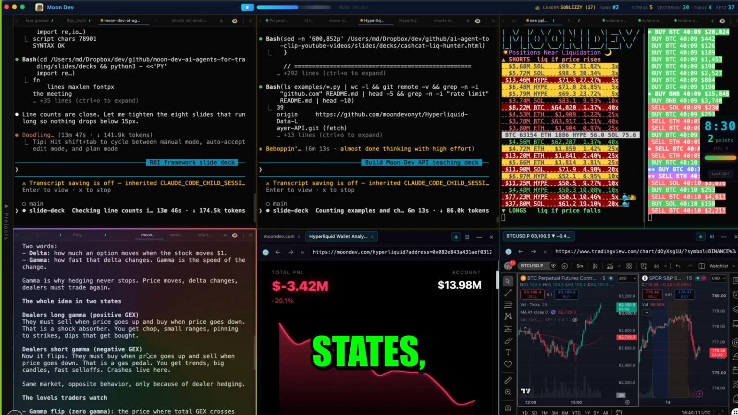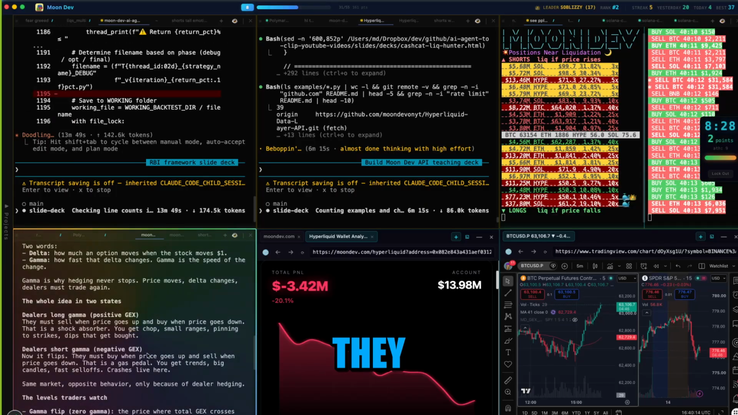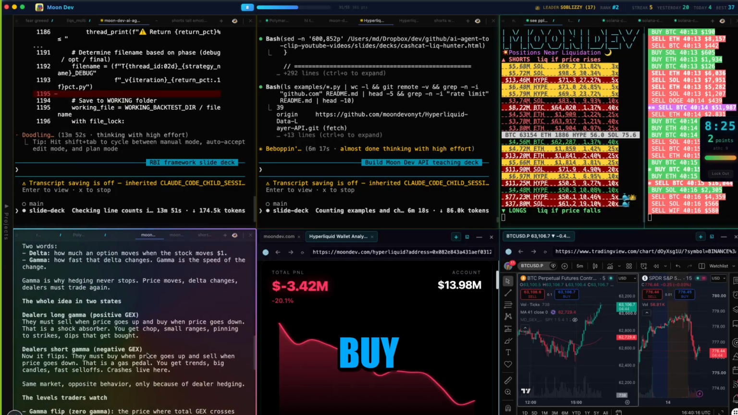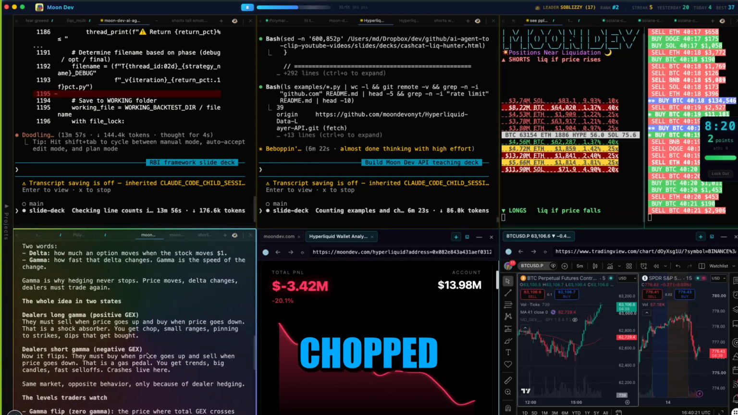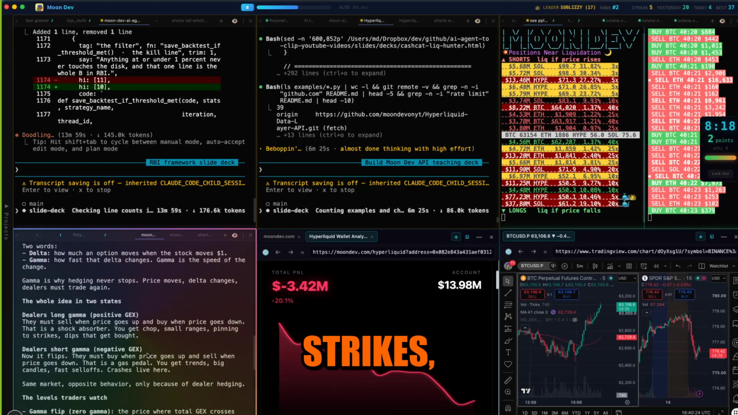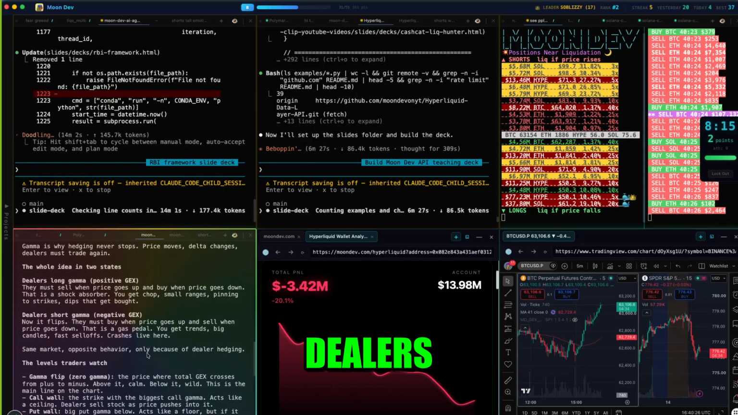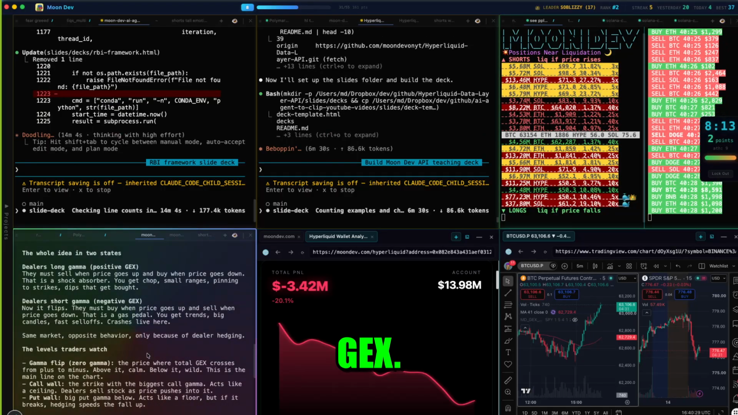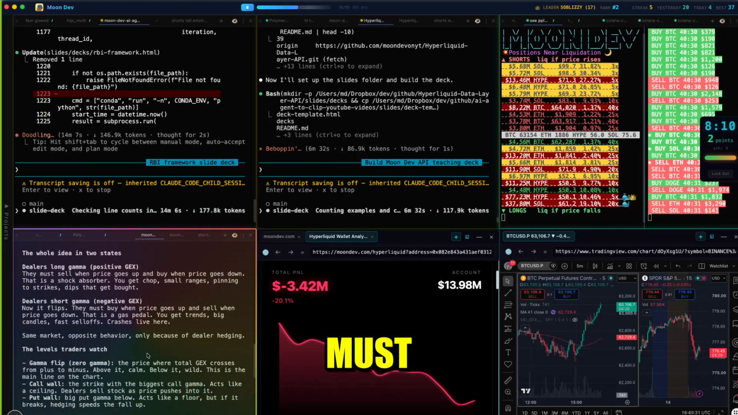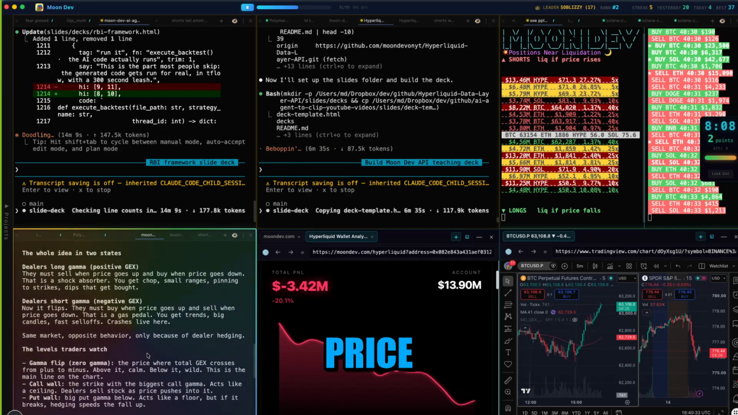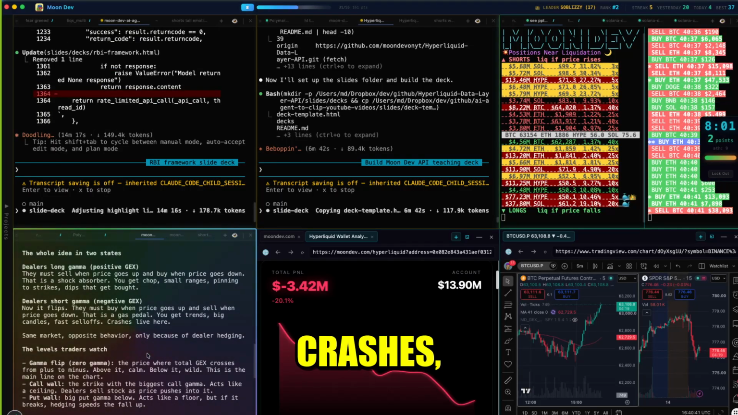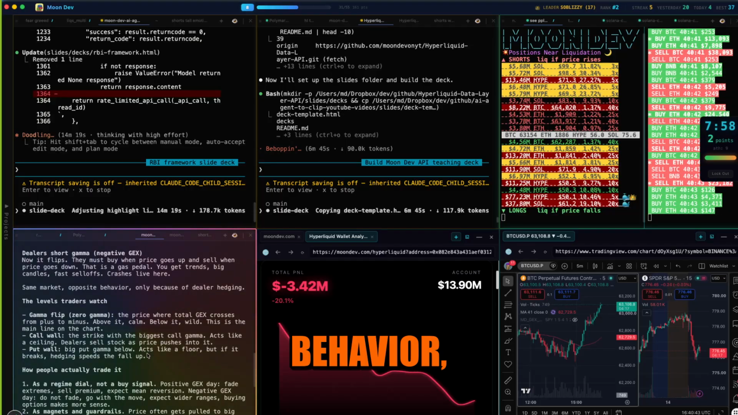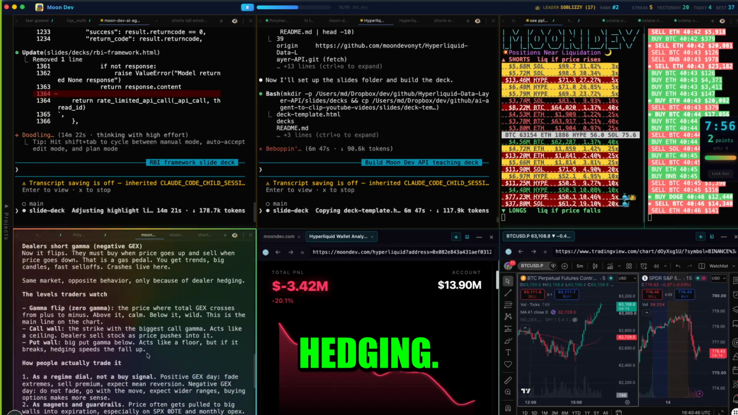The whole idea in 2 states: dealers long gamma, positive GEX. They must sell when price goes up and buy when price goes down. That is a shock absorber. You get chop, small ranges, pinning to strikes, dips that get bought. Dealers short gamma, negative GEX. Now it flips. They must buy when price goes up and sell when price goes down. That is a gas pedal. You get trends, big candles, fast sell-offs, crashes live here. Same market, opposite behavior. Only because of dealer hedging.